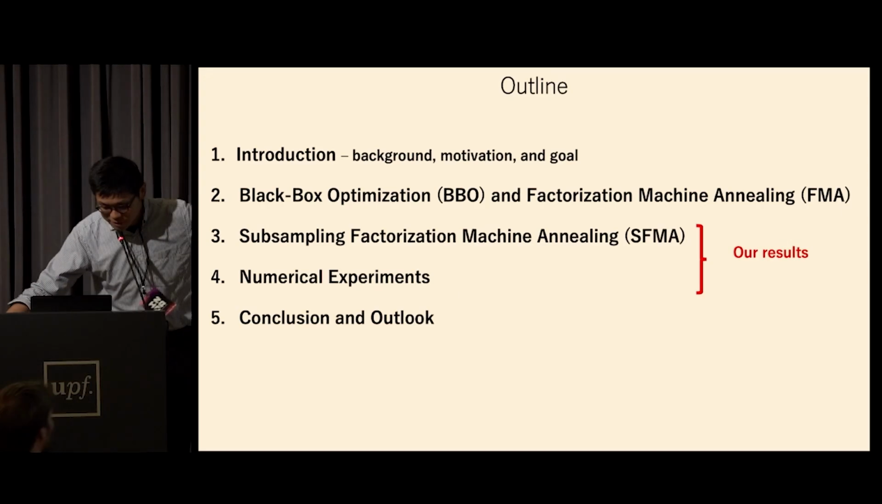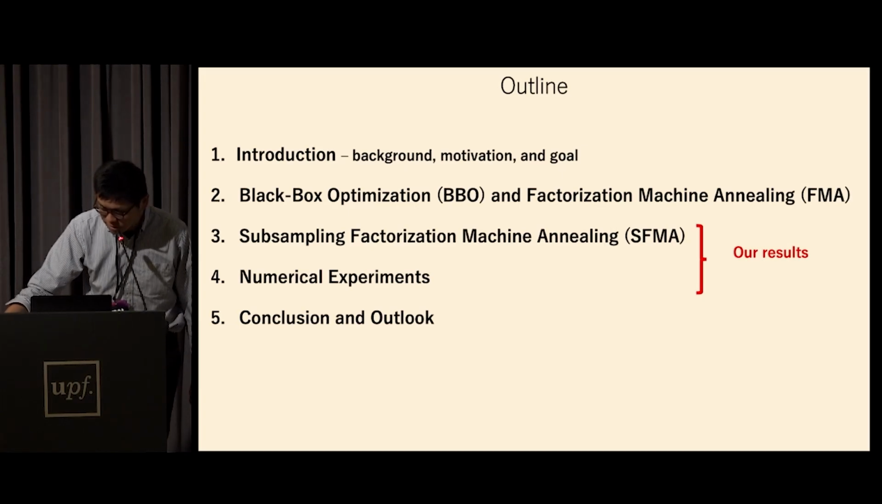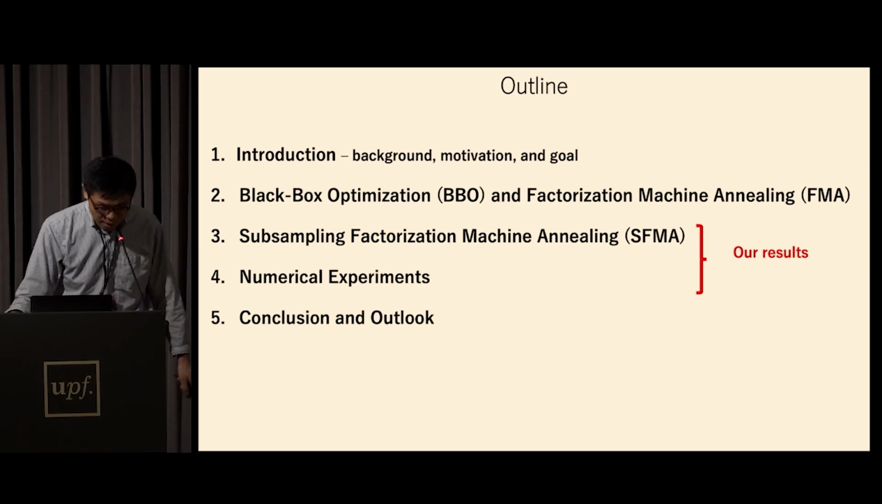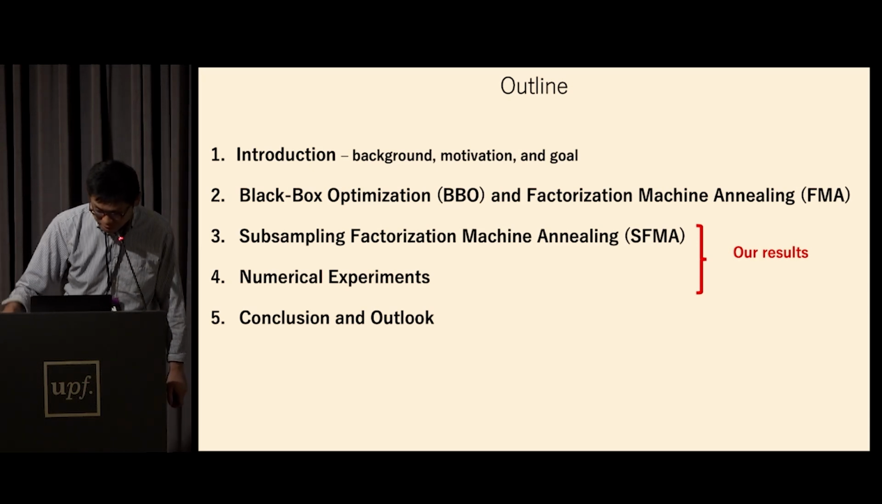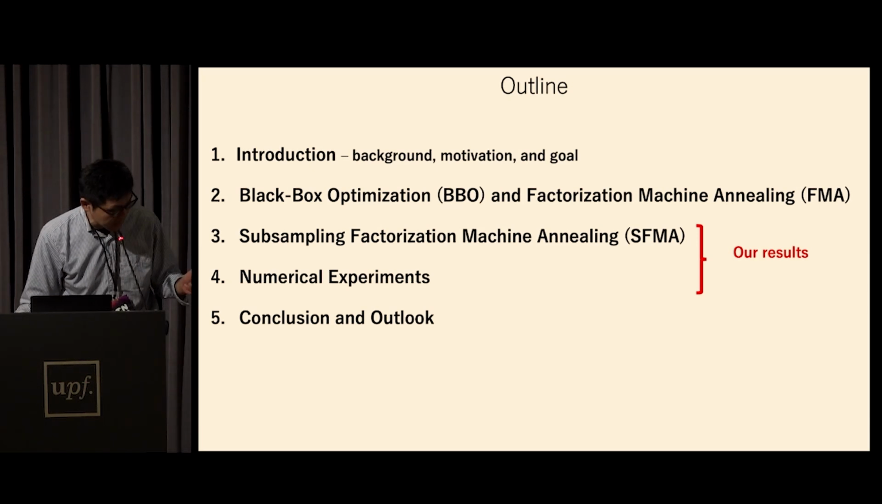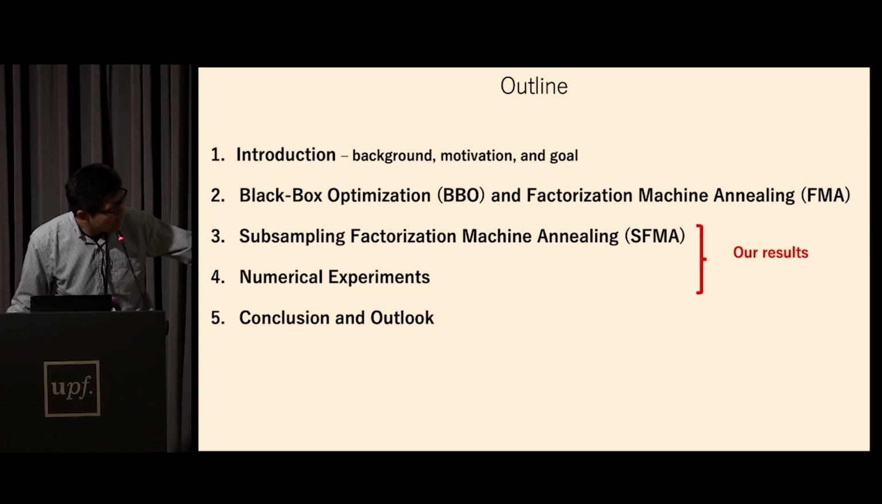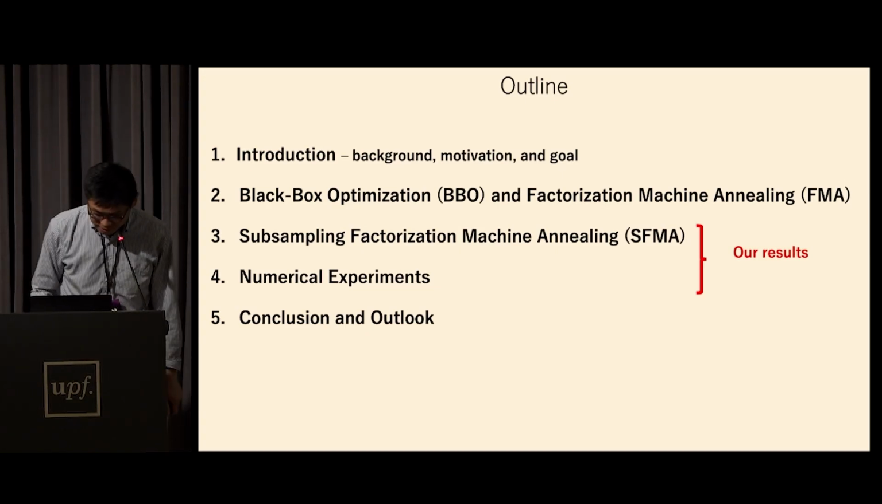So these 2 things, so black box optimization and factorization machine annealing are. And part 3 and part 4, they're going to be our research results. And in part 3, I would explain what this subsampling factorization machine annealing is. And in part 4, I would like to show you our numerical experimental results. And part 5 is going to be our conclusion and outlook.